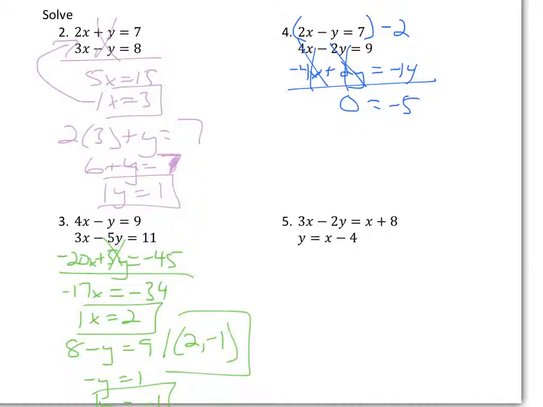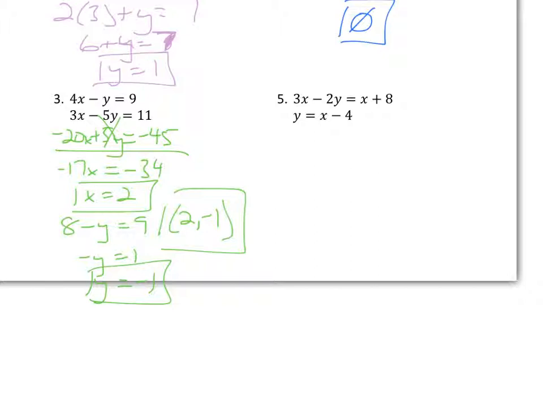Once you get to that point, then you ask yourself, is that a true statement? Once all of your x's and your y's cancel out, you're just left with numbers. At that point, you know you're either going to be at no solutions or all solutions. So if this is a true statement, it's all solutions, and if it's a false statement, it's no solutions. That's obviously false, so it's no solution.